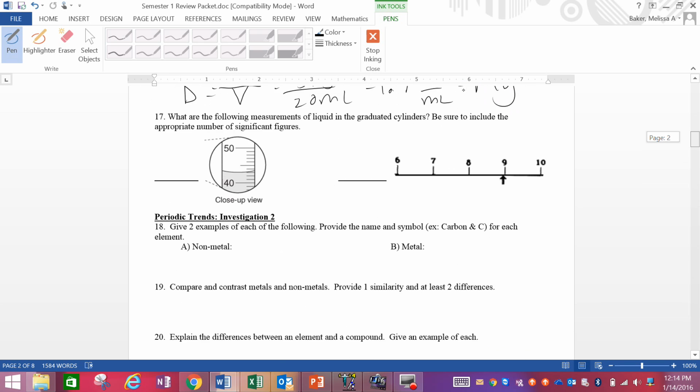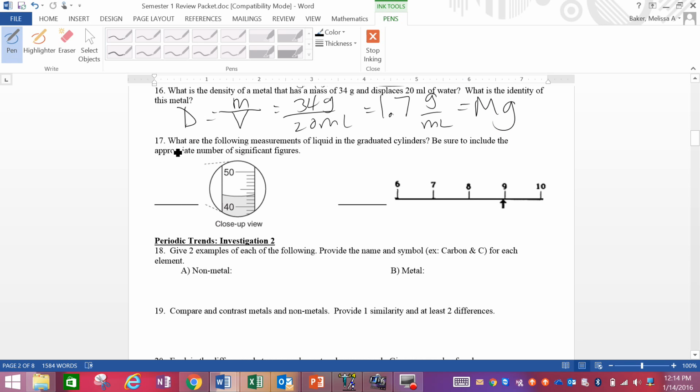What are the following measurements? Remember, you always look at what the instrument goes by. For example, this one goes by the ones place. It goes 40, 41, the next line is 42, 43, and it looks like it's exactly on that. So you estimate out one more digit. So this one should be 43.0 milliliters. Graduated cylinders measure in milliliters.